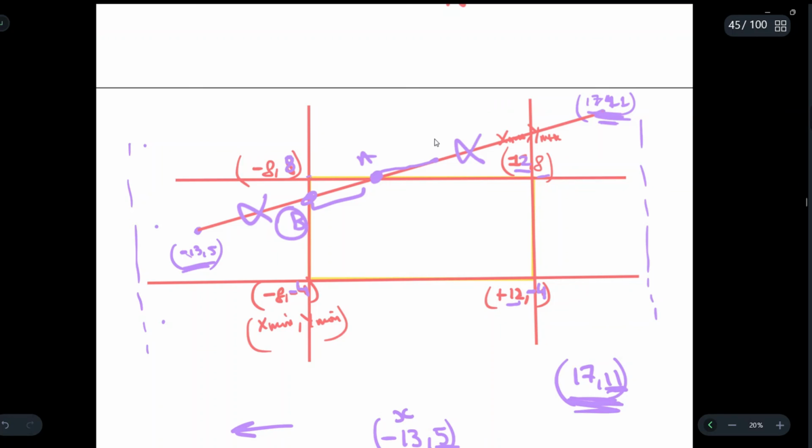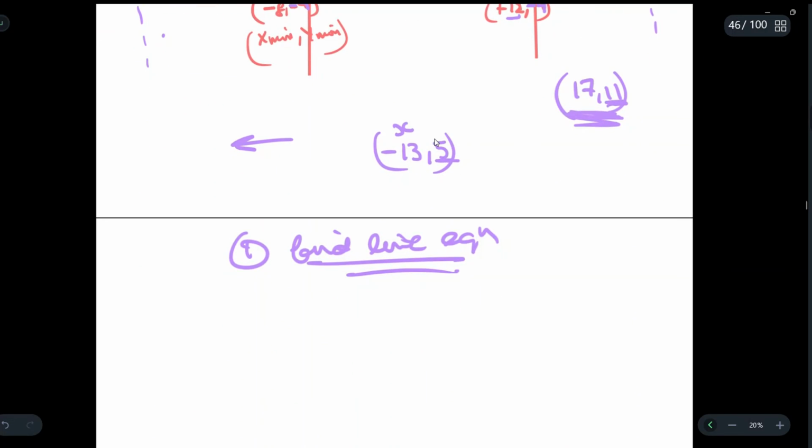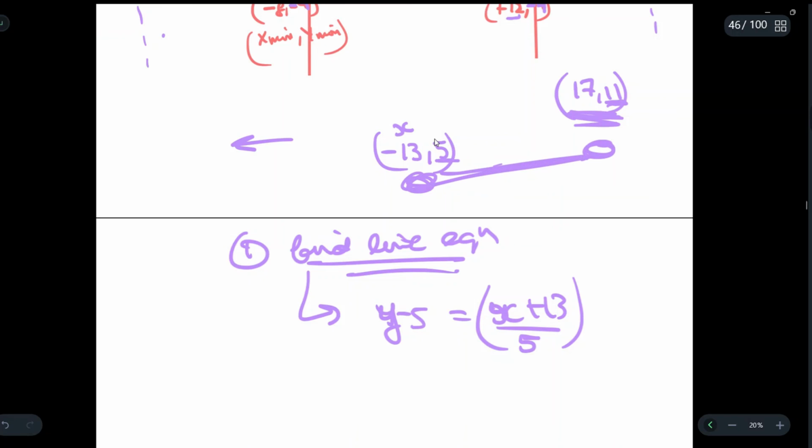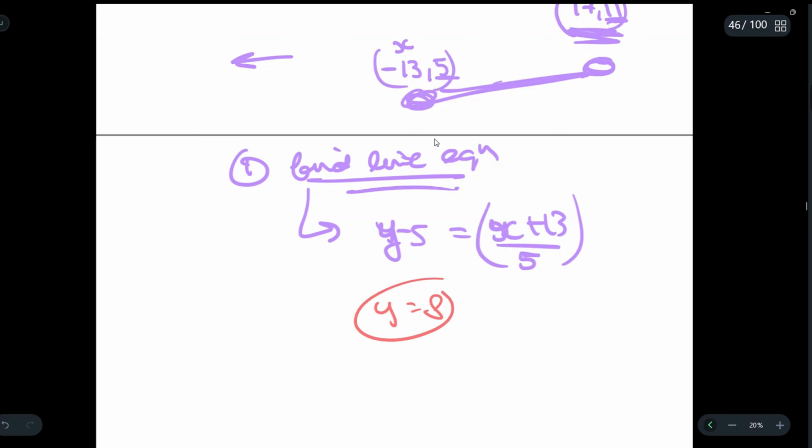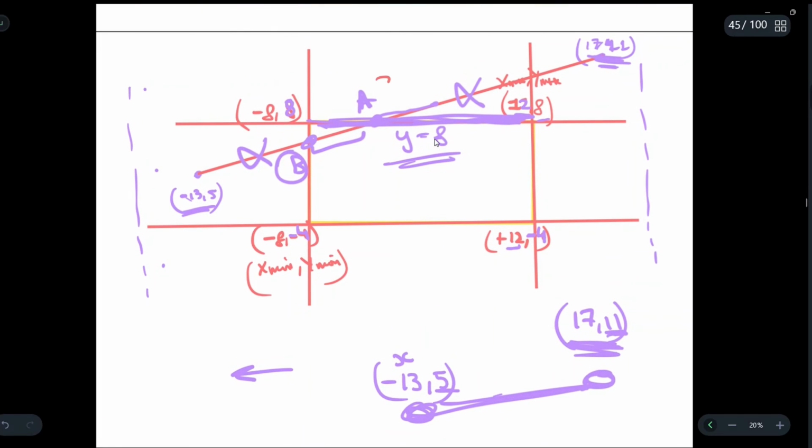Now in point A we can see that y is equal to 8. Now suppose that we found the equation to be y minus 5 is equal to yx plus 13 by 5. This is the equation which came out from these 2 points, this point and this point. So in order to find point A, we will put the value of y as 8 because y is constant in this area. On doing so, you will get the value of x as 2. That is, the coordinates of A will be 2, 8.